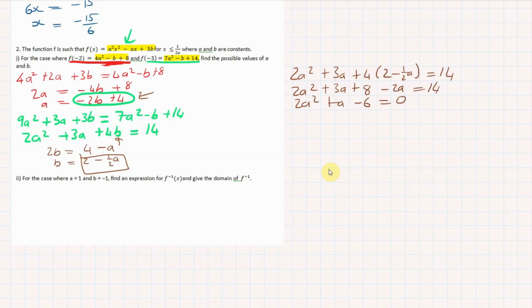And now, is that correct? I think it is. Okay. And now we're going to factorize that. So we go 2a, a, go plus 2 minus 3. And so I think I'm going to get a is equal to 3 over 2 or minus 2.